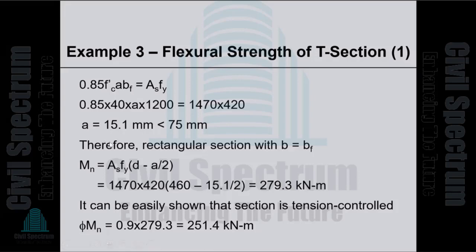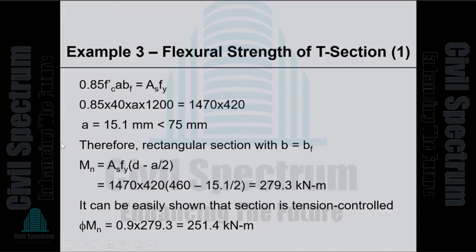And that is less than the 75 millimeters flange thickness. So the neutral axis is in the flange as we postulated. Therefore, the T section is a rectangular section with width equal to the effective flange width.